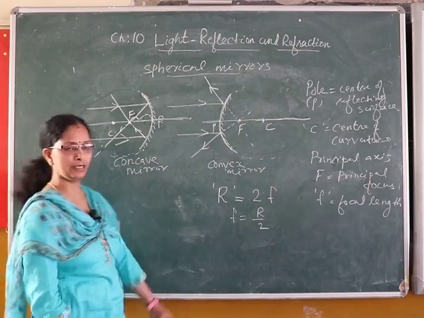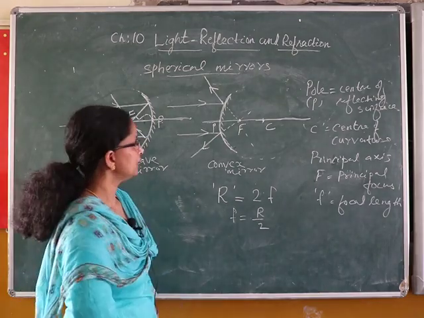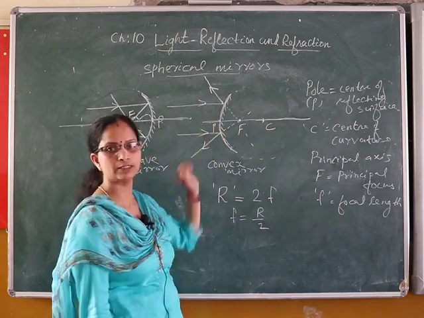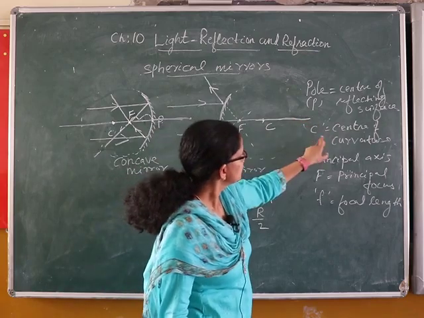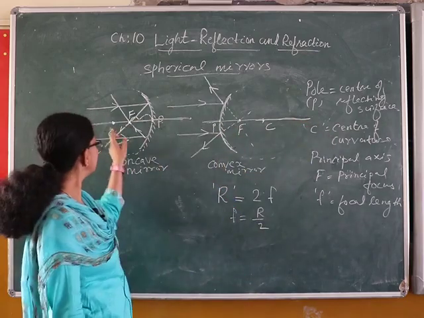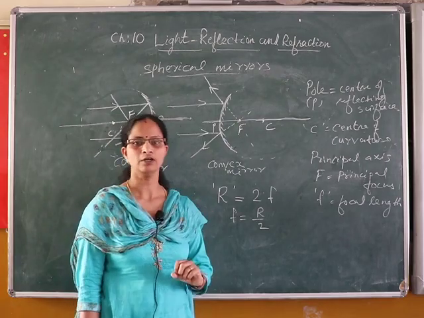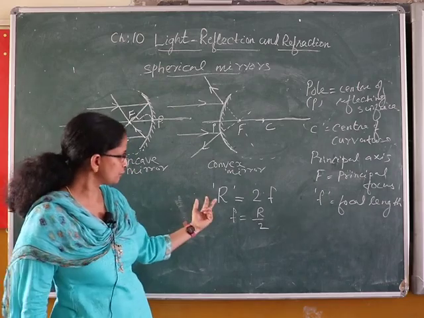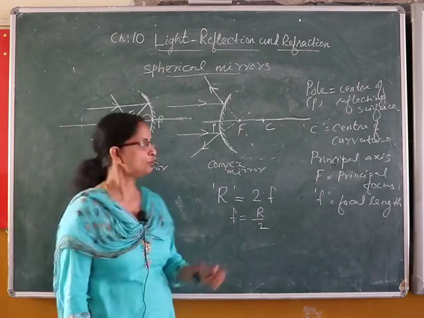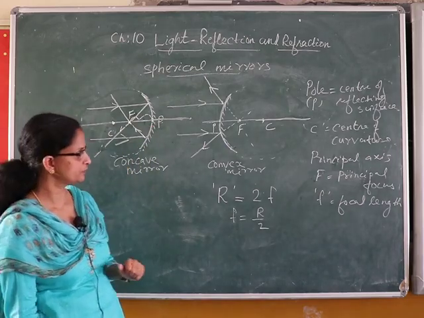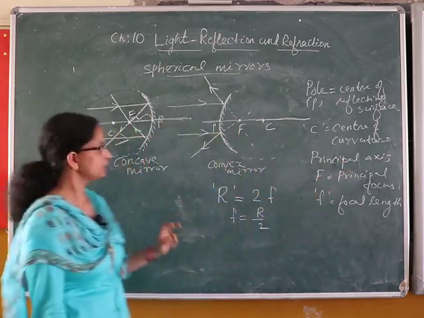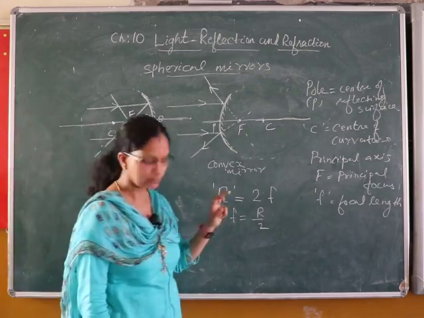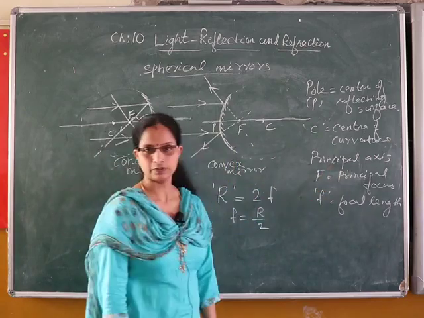So these are some terms related to spherical mirrors that we have to understand. First one is pole. Pole is the center of the reflecting surface, and C is the center of curvature. Center of curvature is the center of the sphere of which the mirror becomes a part. Then radius of curvature is the radius of the sphere of which the mirror becomes a part. Then principal axis, the imaginary line that passes through the center of curvature and pole is known as the principal axis.